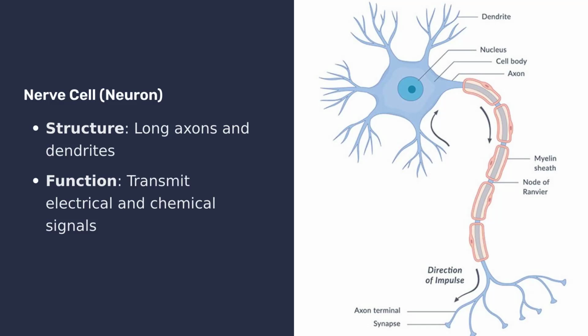Let's look at some examples. Consider a nerve cell or neuron. Structurally, it has long, slender extensions called axons and dendrites. These unique extensions allow it to transmit electrical and chemical signals rapidly over long distances. Its function is to facilitate communication throughout the nervous system, enabling thought, movement, and sensory perception.